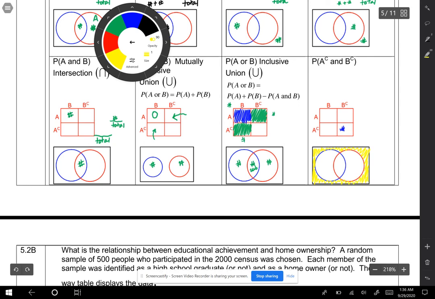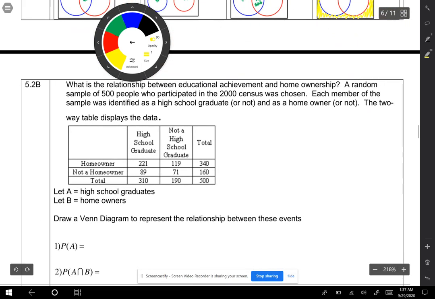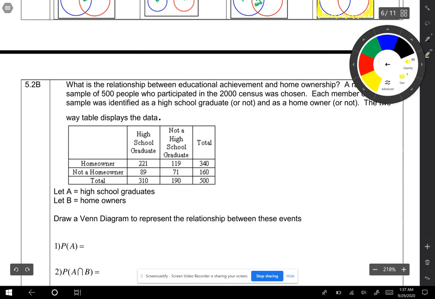And there you go. And that's basically representing all of those situations. And of course, when you're doing a problem in context, you would make your own two-way table or Venn diagram. Let's take a look at a couple of examples.